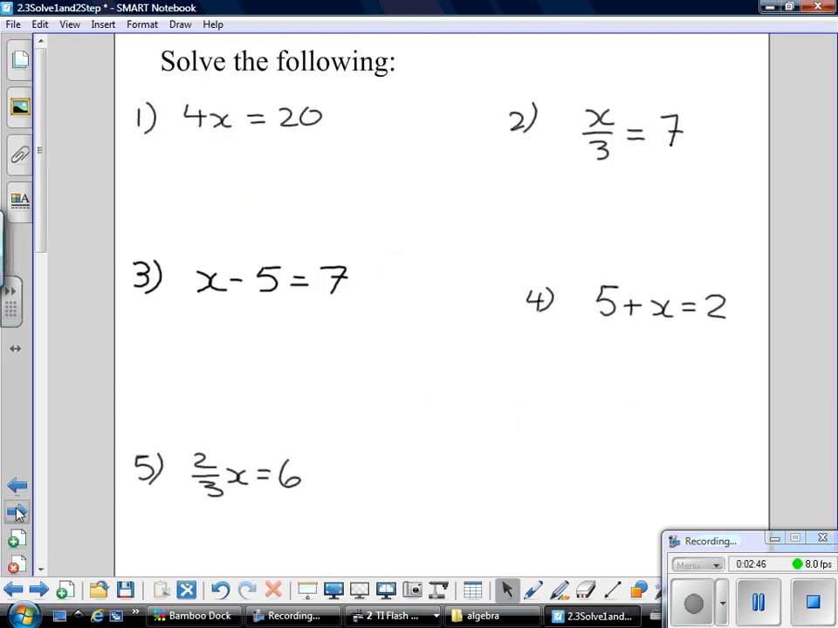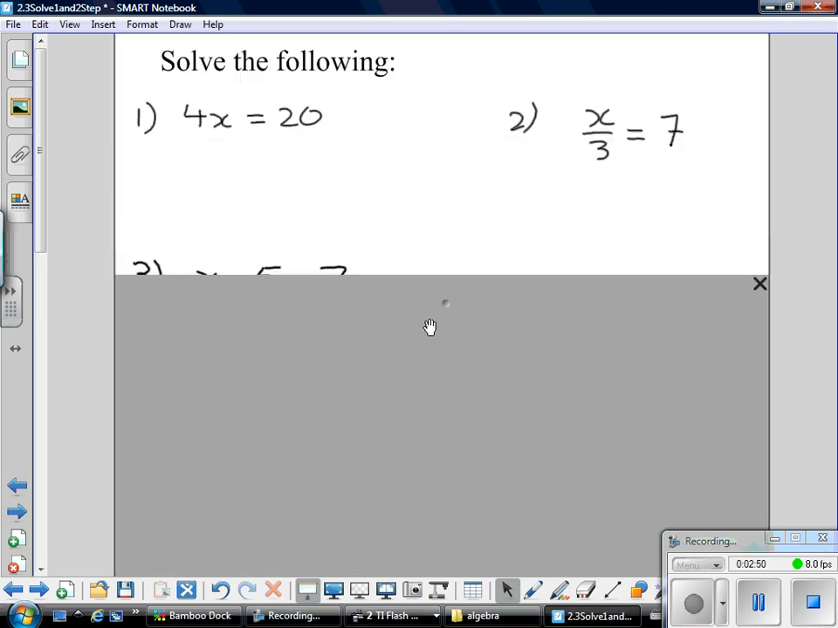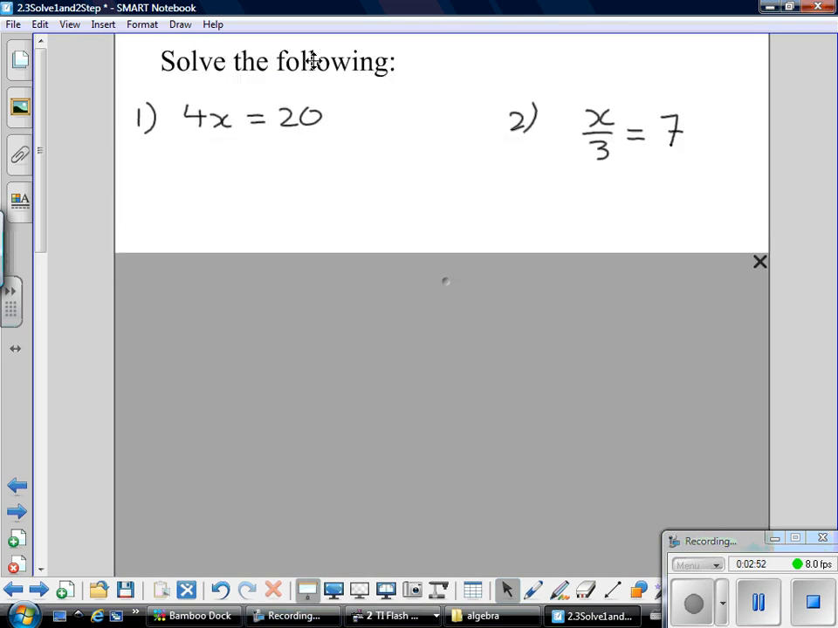Okay, so let's look at our examples. The first one says solve the following: 4x equals 20. What I'm after is to solve for 1x. I want to know how much 1x is. Some of you can do this in your head already, and that's great. However, I need to see what you're doing to both sides. Whatever I write down here is what I need to see in your work and on a test.